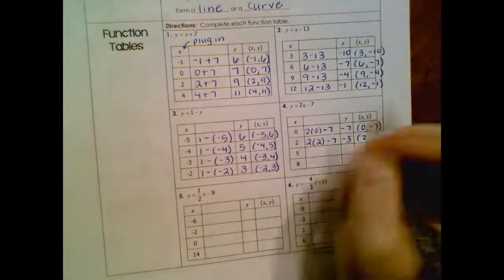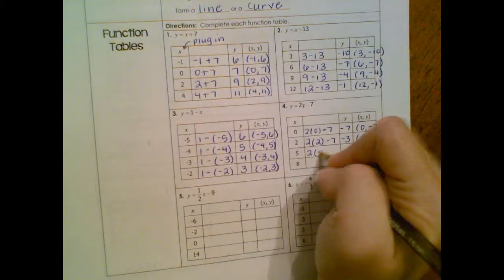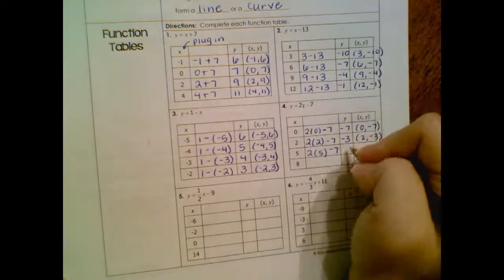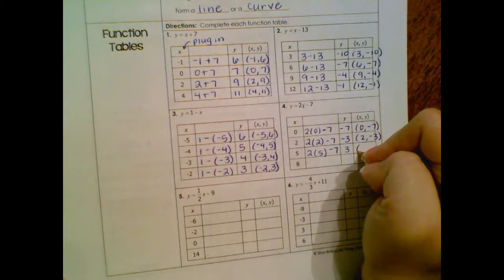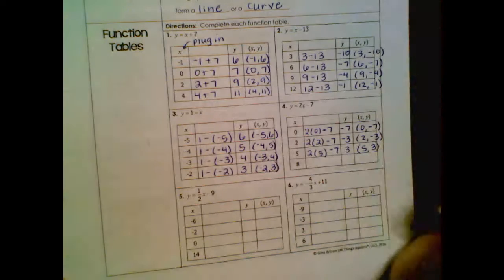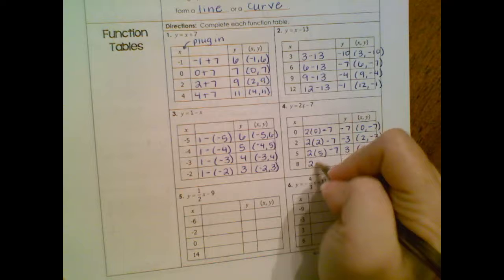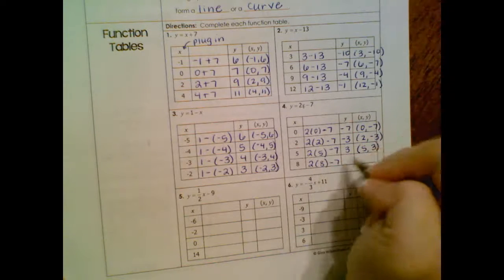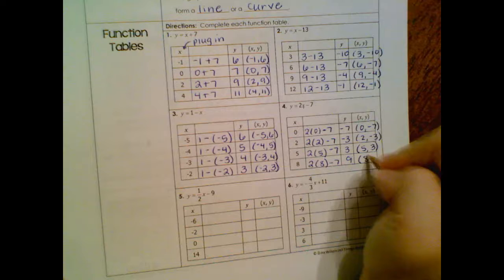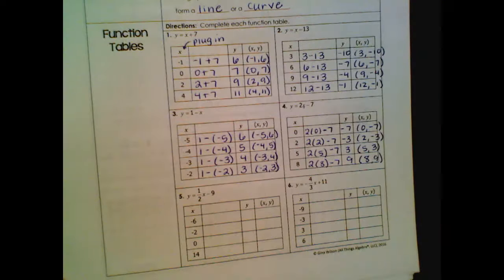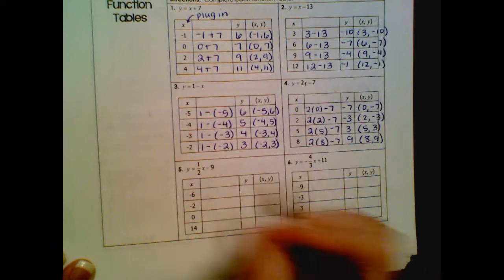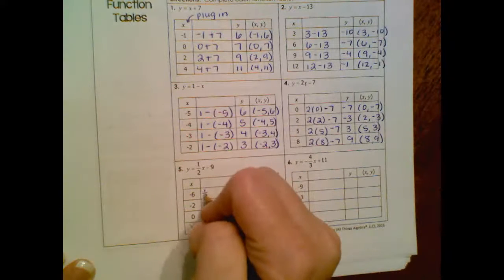Plugging in 5, so 2, 5 minus 7, I'm going to get 3. Then plug in 8, I'm going to get 9, so 8 comma 9. I'm going to do the same thing with number 5, even though it's a fraction. I'm still multiplying.